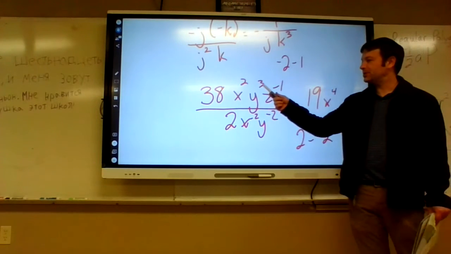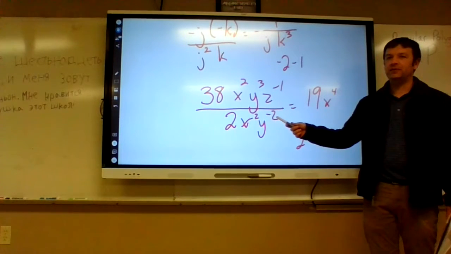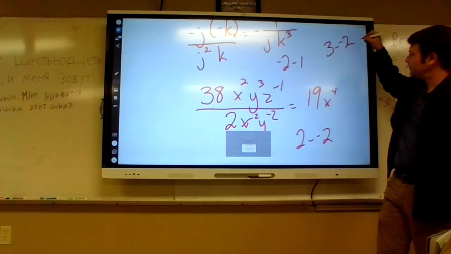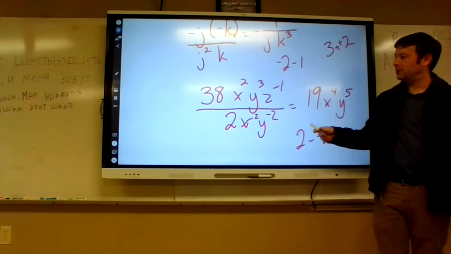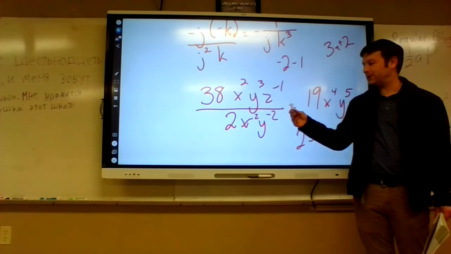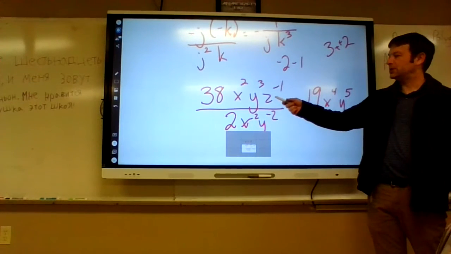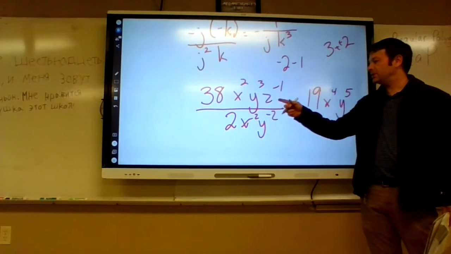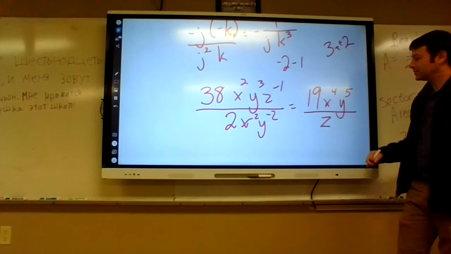And then the y's, we have 3 minus negative 2, which is 5. Then on the z's, what do I have? Just a z to the negative 1, and that's the only one. So what am I going to do with the z to the negative 1? Put it on the bottom as a z.